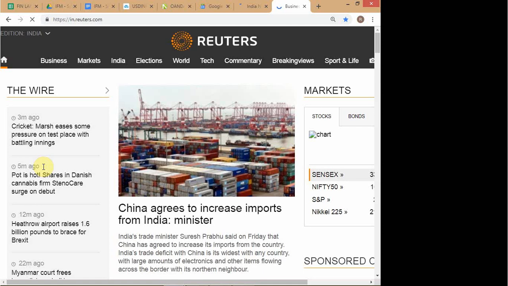Reuters.com is for global news. Bloomberg Quint and Google News Feed is for Indian news. Okay, there you'll see connections to Economic Times and all that.